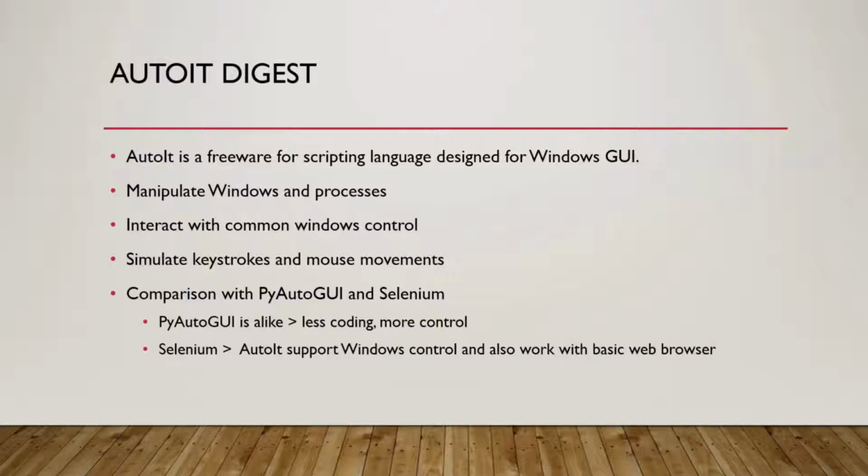For comparison, AutoIt is similar to PyAutoGui and Selenium, and I think AutoIt requires less coding. We don't have to code a lot, and we can control Windows applications including the web browser. But for Selenium we have to install WebDriver, which is good for web browsers, whereas with AutoIt we can do both, and we don't have to code a lot.